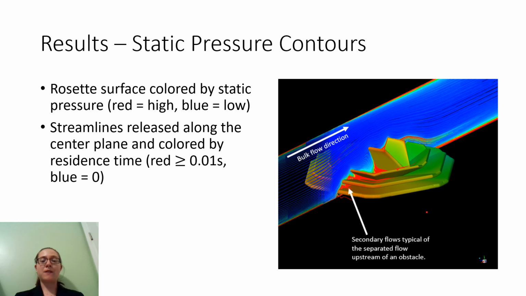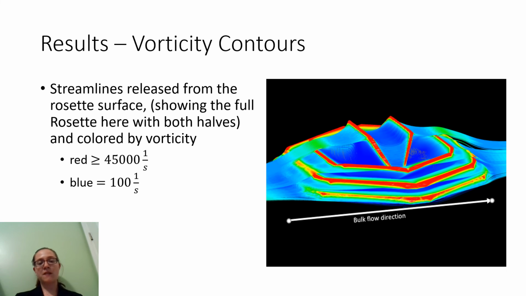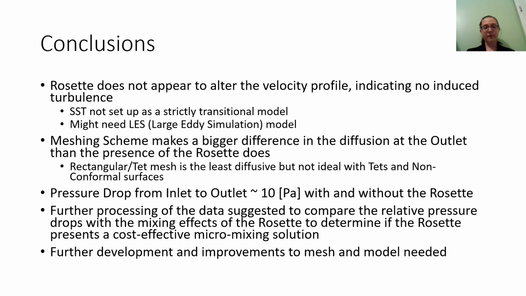Here we also have our static pressure contours to help visualize the flow and what is happening around the rosette. As you can see, the flow is barely disturbed downstream from the rosette, and really most of the disturbance is only happening in between the petals of the rosette. As you can see by the vorticity contours, we also only have vorticity really happening on the edges of the rosette itself. So in conclusion, the rosettes do not appear to be altering the velocity profile at all, indicating no induced turbulence from the presence of the rosette.